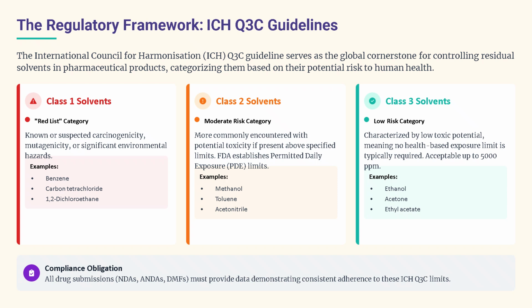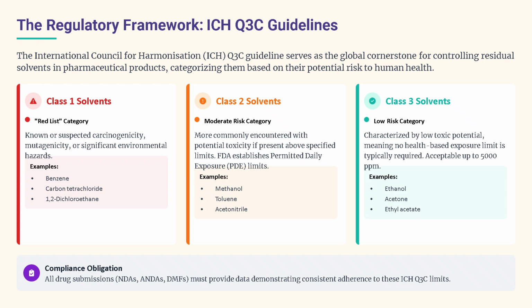Detecting residual solvents isn't just about running a simple test. It's about precision, selectivity, and sensitivity. The gold standard technique is gas chromatography. Why GC? Because it can separate volatile organic compounds based on their boiling points and interactions with the column. It's fast, accurate, and capable of detecting solvents in parts per million levels.